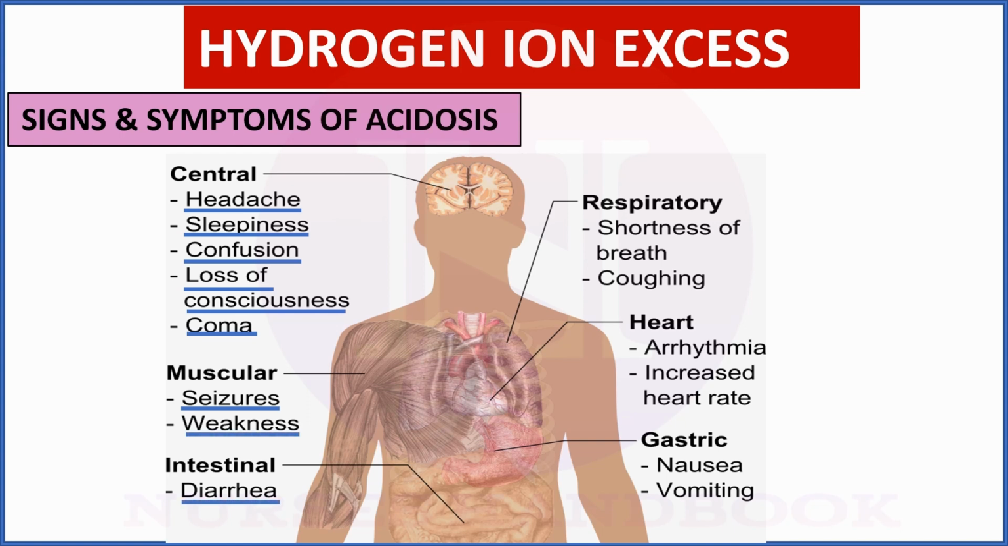In the intestinal system, one may experience excessive diarrhea. In the respiratory system, one may experience shortness of breath and coughing. In the cardiovascular system, arrhythmia and increased heart rate can be experienced. In the gastric system, nausea and vomiting.